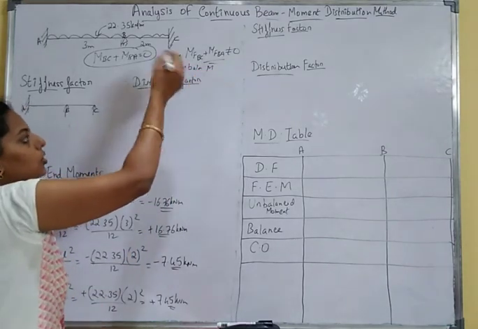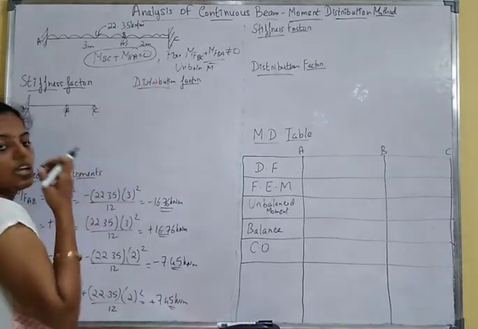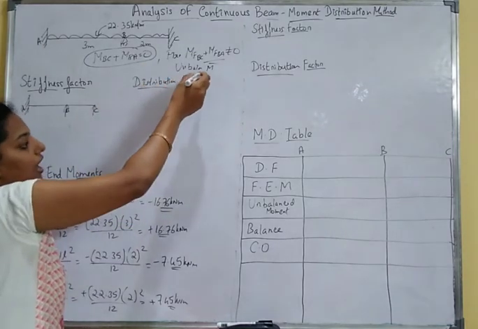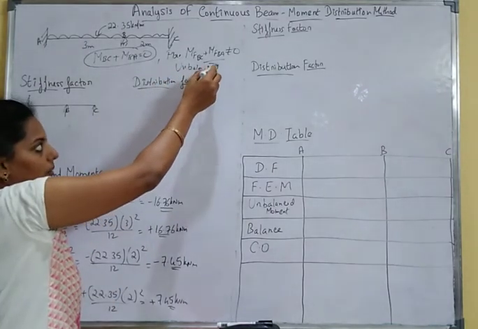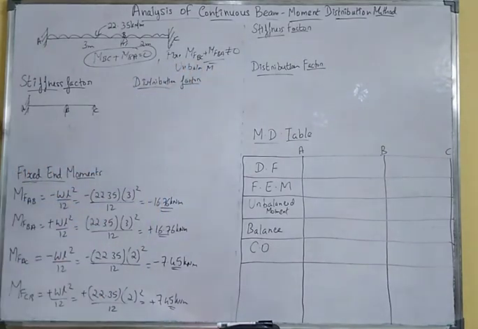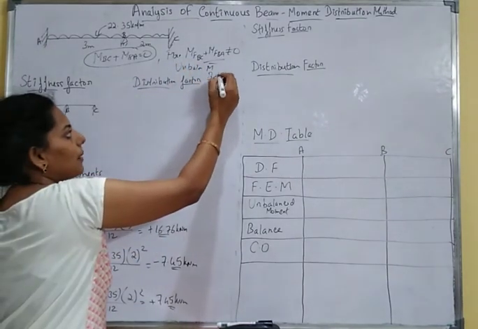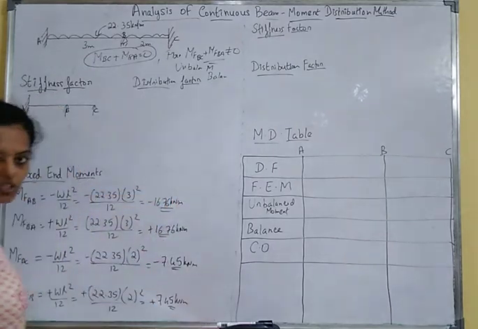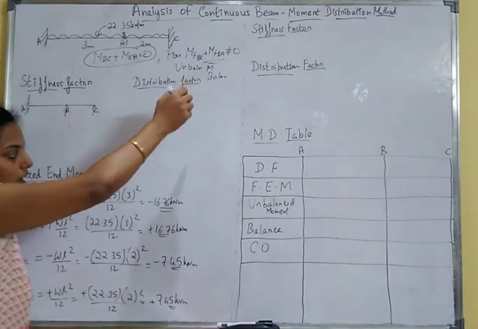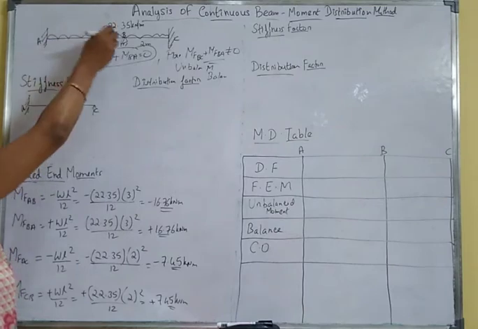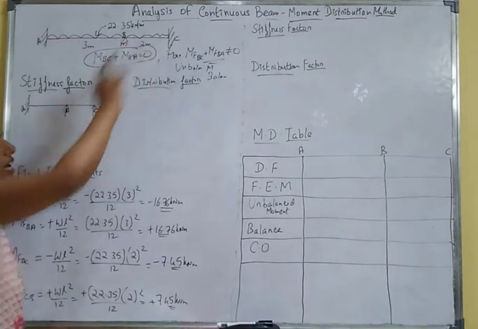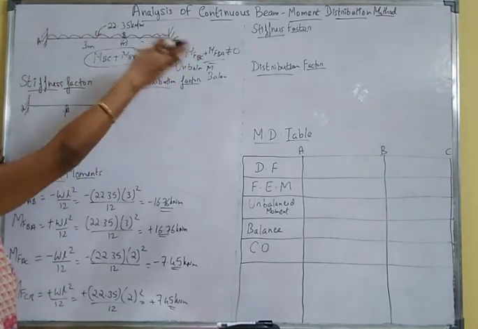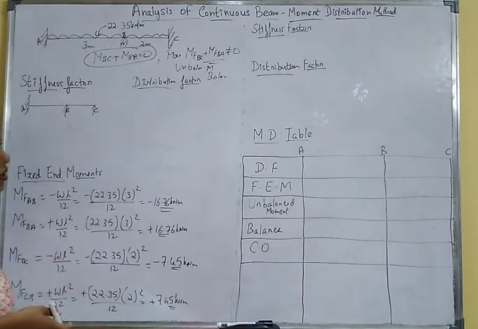For that value you have to redistribute it based on the stiffness factor. Based on that you find the balanced moment, and if you divide that balanced moment by 2, that is the carryover, which you consider for the far end moment. Suppose this is a joint and these two are the far end joints. For those you have to distribute and consider the carryover.